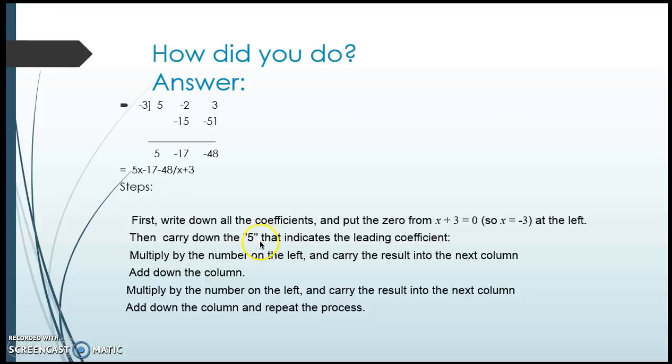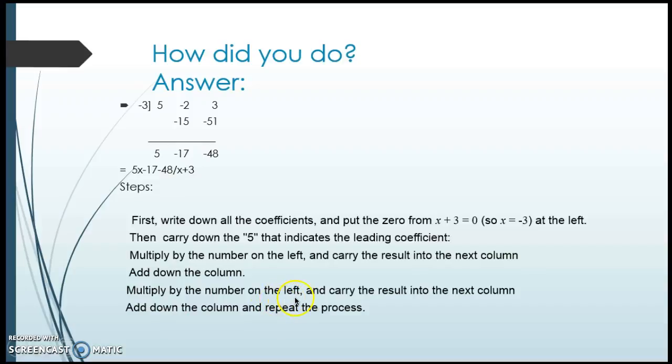Carry down the 5 that indicates the leading coefficient. Here is the 5 that has been brought down as the leading coefficient. Multiply by the number on the left and carry the result into the next column. Here you will multiply by the negative 3, which is the number on the left. Negative 3 times 5 equals negative 15. Add down that column. Here we add down the negative 15 plus negative 2, you got negative 17.